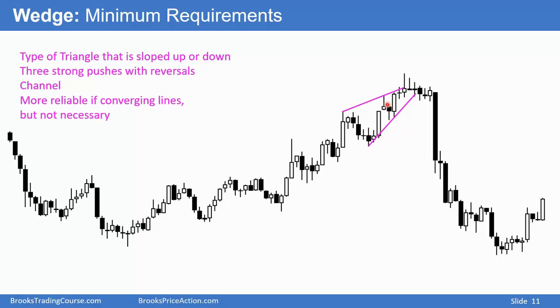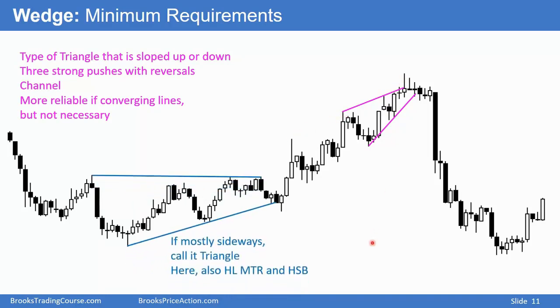There are always multiple ways to draw patterns. I'm picking this. Some computers will say this is the first push, second push, third push. Here we have 3 pushes up, 1, 2, 3. It's a triangle. And since it's mostly horizontal, traders would refer to this as a triangle rather than a wedge.